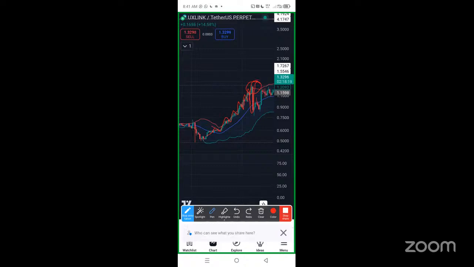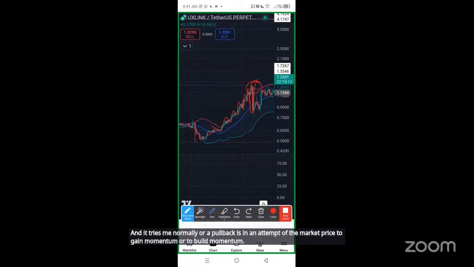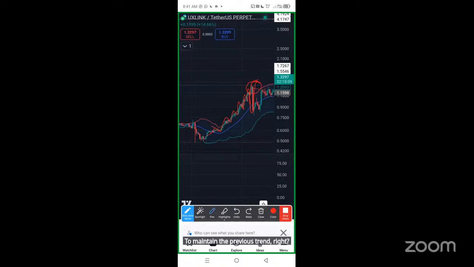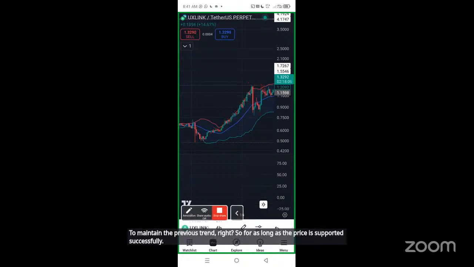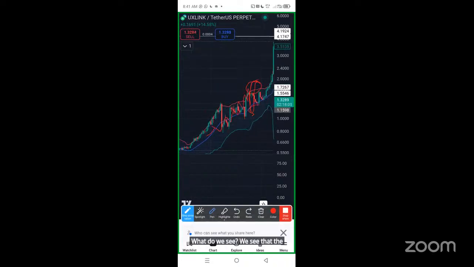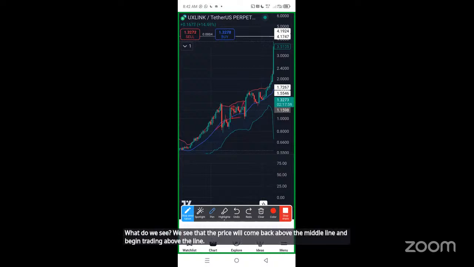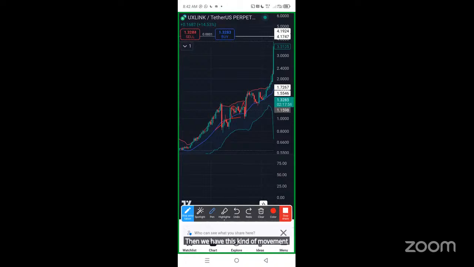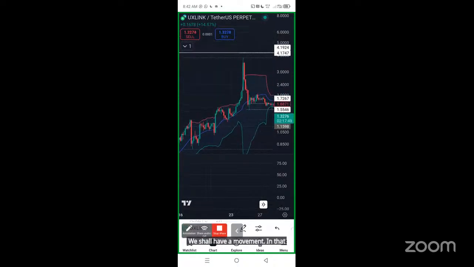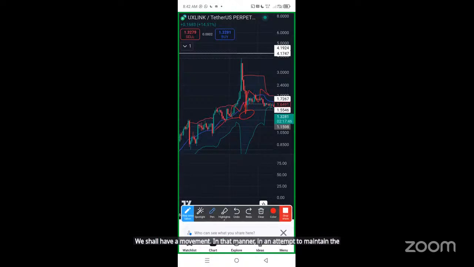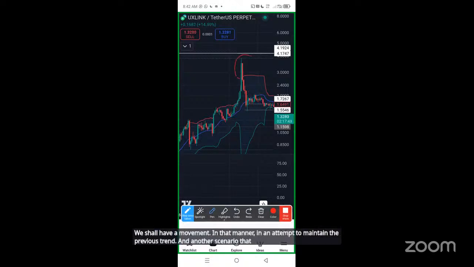And a retracement, or a pullback, is normally an attempt of the market price to build momentum to maintain the previous trend, right? So for as long as the price is supported successfully, what do we see? We see that the price will come back above the middle line and begin trading above the line. Then we have this kind of movement, okay? So as long as it is supported, we shall have a movement in that manner in an attempt to maintain the previous trend.